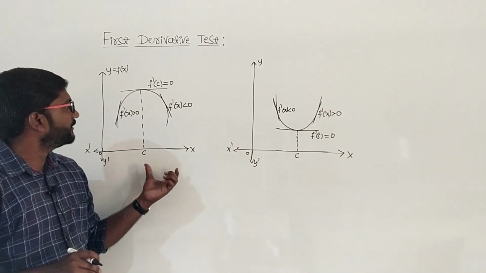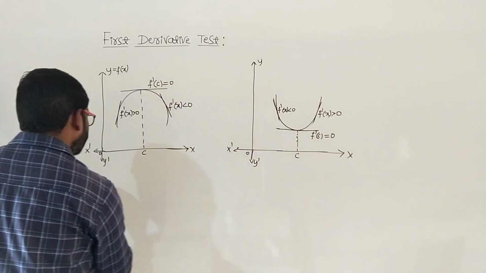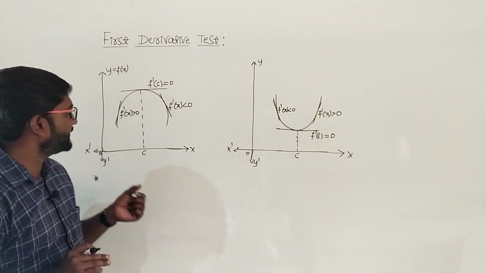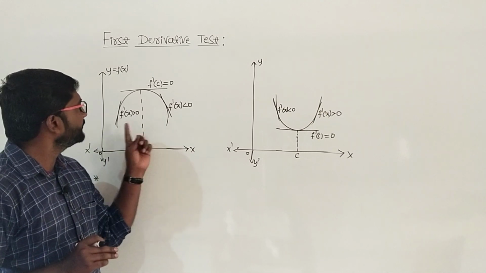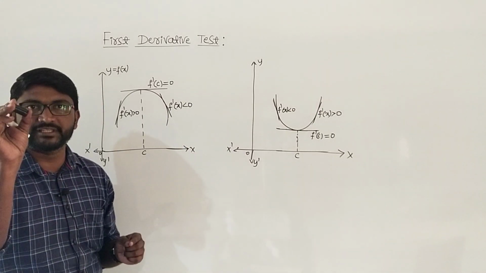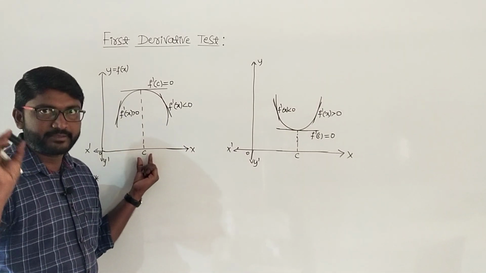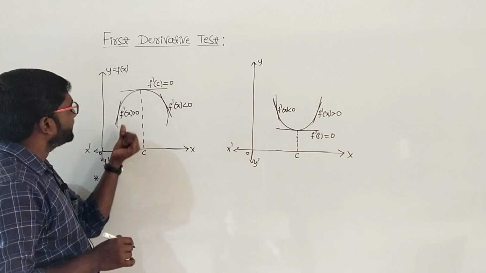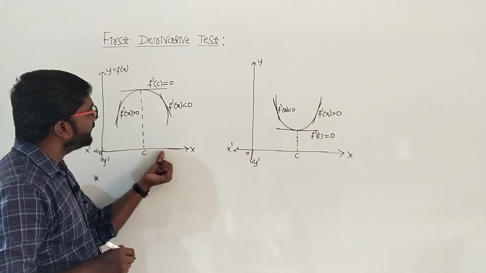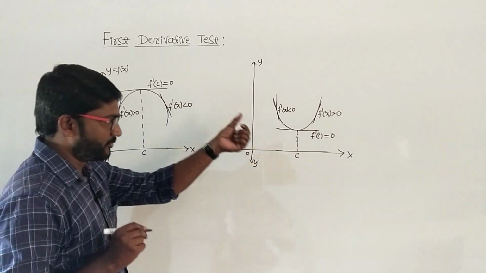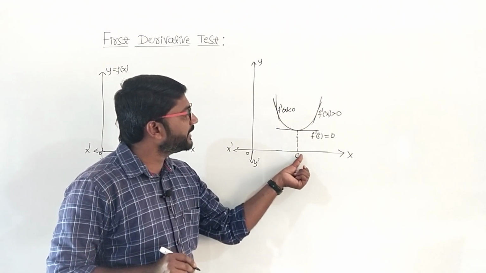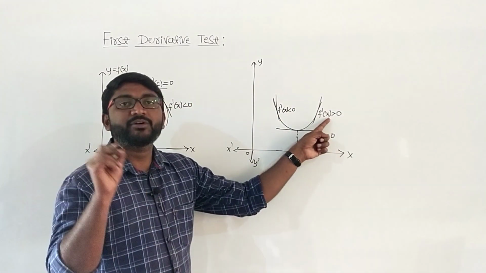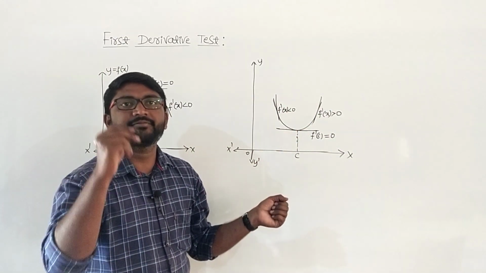Now we can write the conclusion for this. The first point is: if f dash of x changes sign from positive to negative as x increases through C, then C is going to be a point of local maxima. Are you able to understand? See here, close to C and to the left of C, the derivative is greater than 0, and close to C and to the right of C, the derivative is less than 0. For a point of local minima, close to C and to the left of C, the derivative is less than 0, that is negative. And close to C and to the right of C, the derivative is positive, that is greater than 0. So these two points are enough for writing the points.